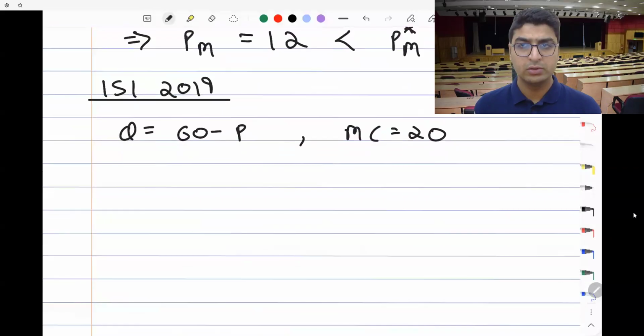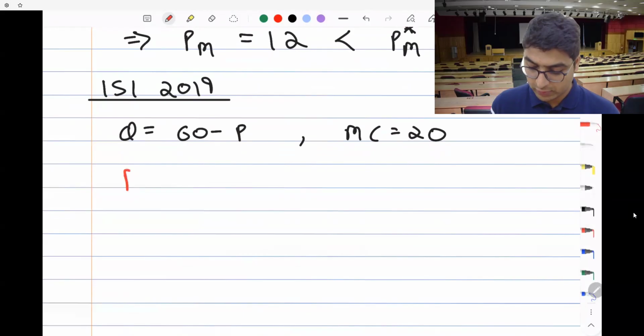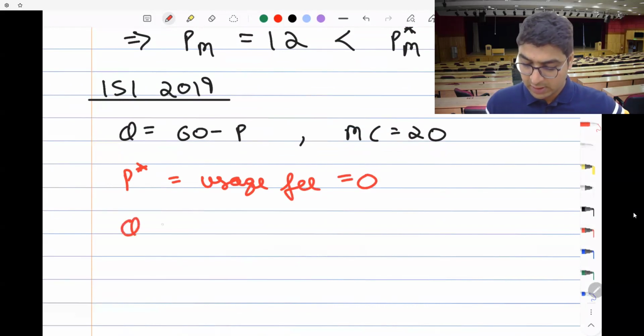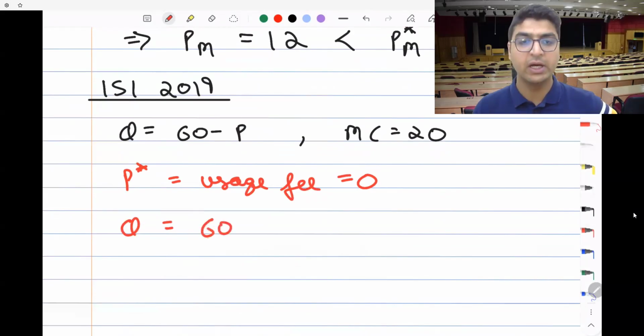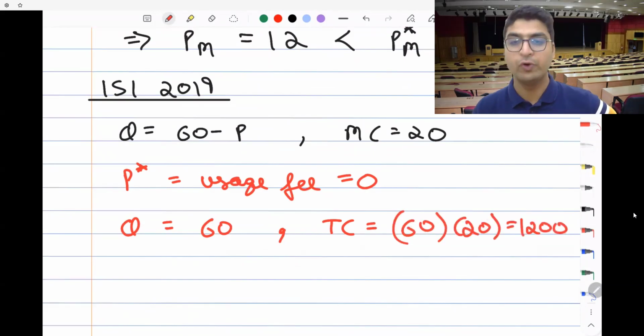Okay, so what we know is that the usage fee is going to be zero. So the usage fee, P star, I'm calling it usage fee, is going to be zero. Okay, and in that case, अगर यूसेज फी जीरो हो जाती है, in that case they would be calling 60 hours a week. Okay, so that gives us total cost to be equal to 60 times 20, which is 1200, तो हमारी कॉस्ट हो जाएगी इन दैट केस 1200.